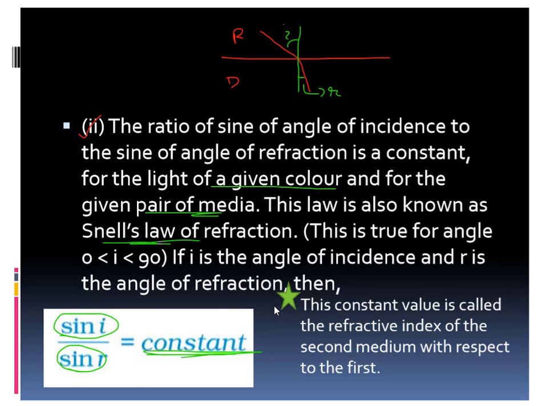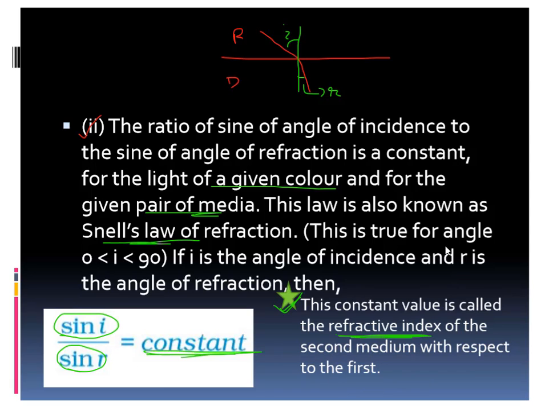Okay, now this is the star, that means you should keep this one in mind. This constant value is called a refractive index. This is very important, this term, refractive index. The constant value that you are getting by taking the ratio of sine of incident angle to that of sine of refracted angle is constant. That constant is known as refractive index. Refractive index of what? Of the second medium with respect to the first medium.